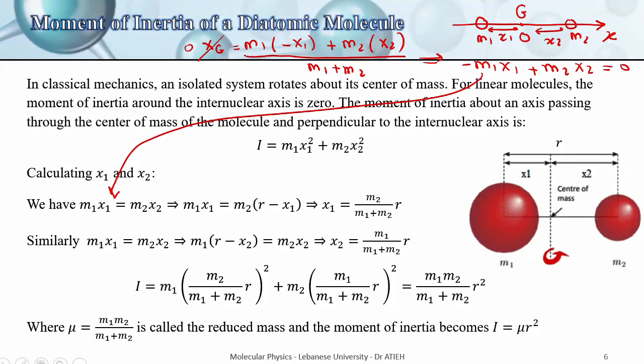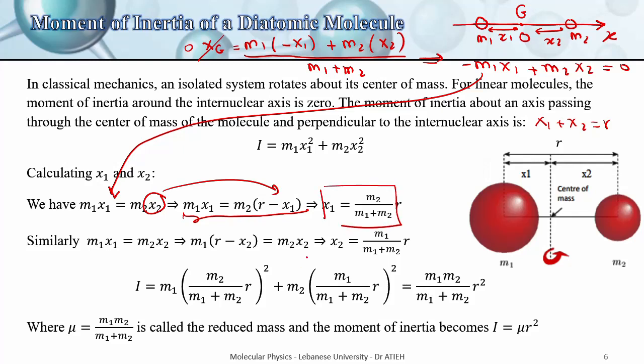We are going to try to find x1 and x2 in terms of r, the internuclear distance. Here we will substitute x2 with r minus x1, because as you can see, x1 plus x2 is equal to r. So we arrive at an equation that contains only x1. Distribute, arrange the equation, and you will get x1 equals m2 over m1 plus m2 times r. So we arrive at an equation that shows x1 as a function of m1, m2, and r, things that describe a molecule.